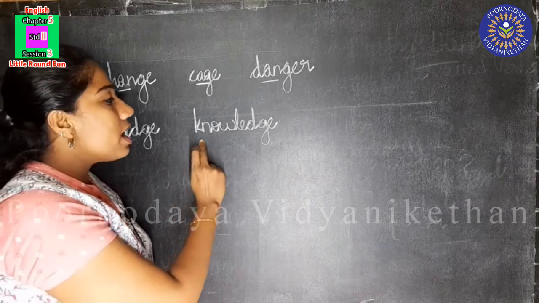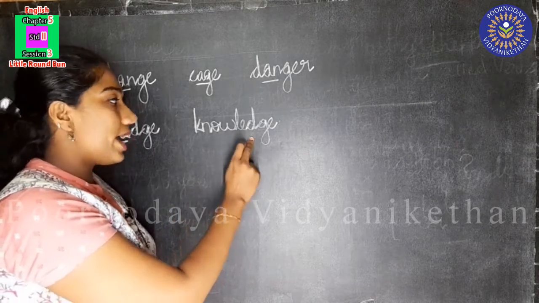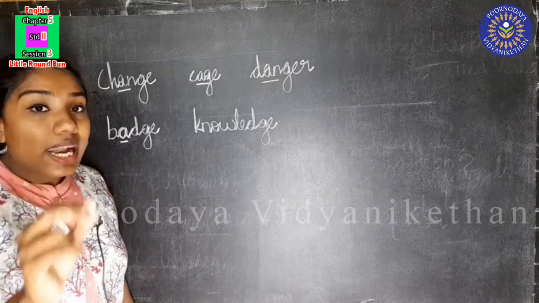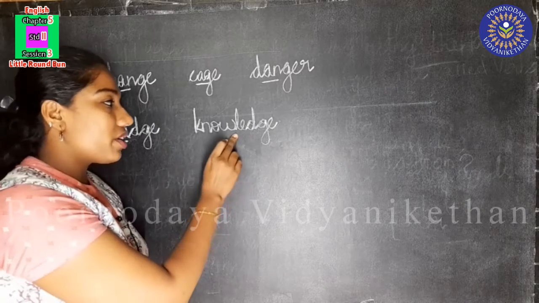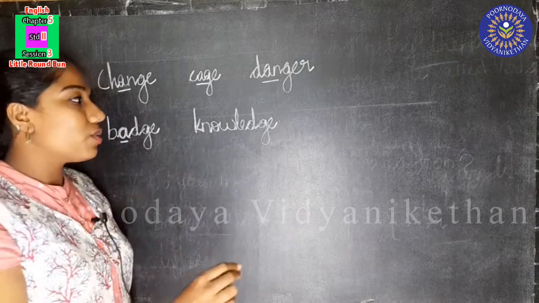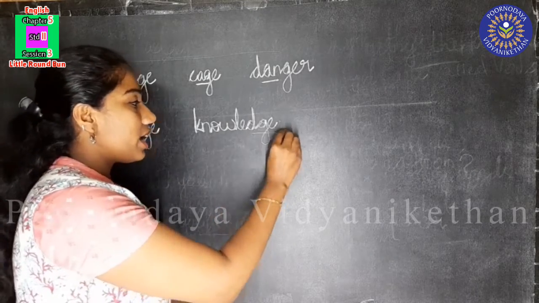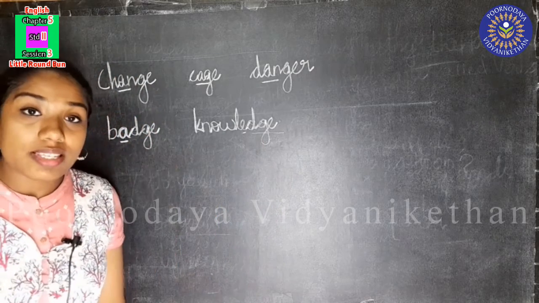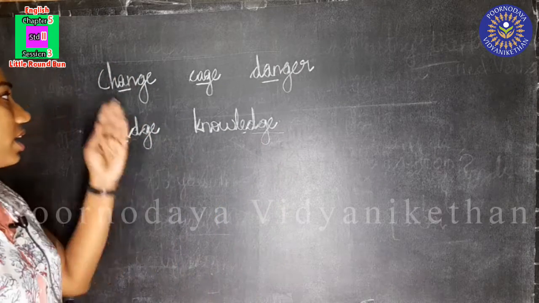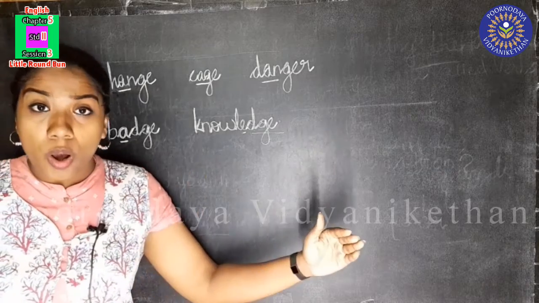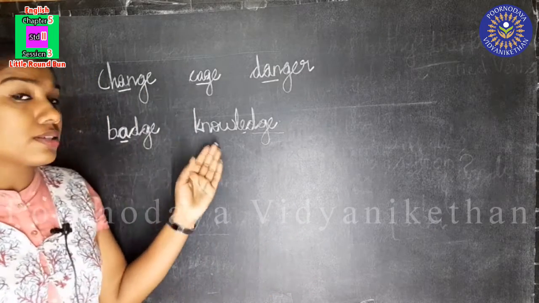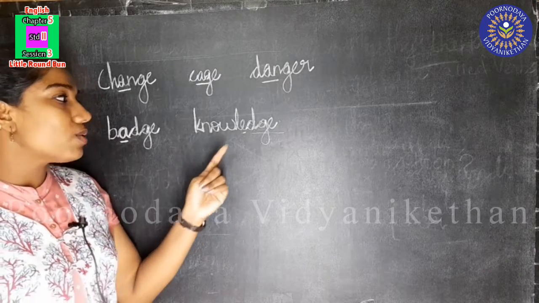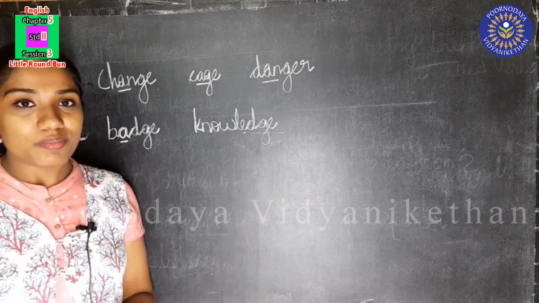And what about this? Knowledge. Knowledge. The A sound is short here. So, we can use DGE. So, here the vowel sound is short. Here the vowel sound is long. So, we can use GE. And here the vowel sound is short. So, we can use DGE.